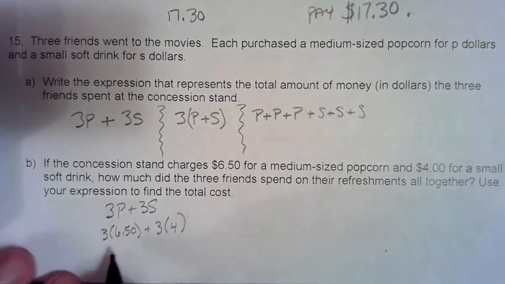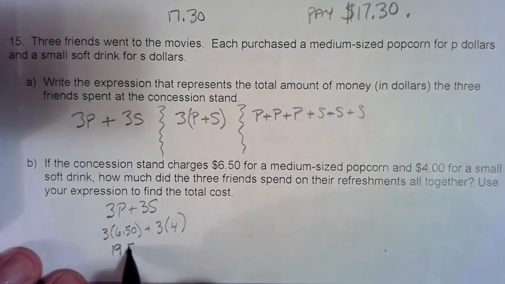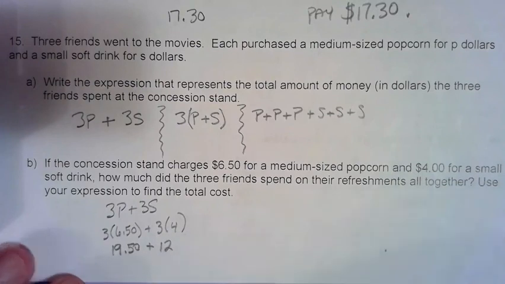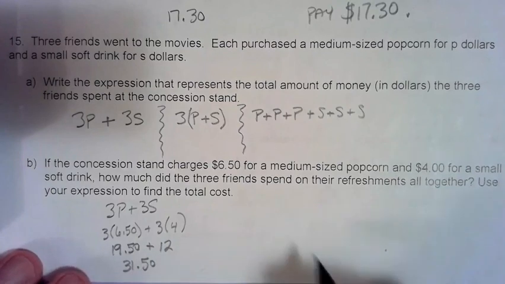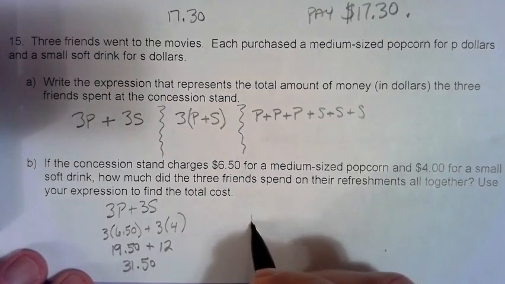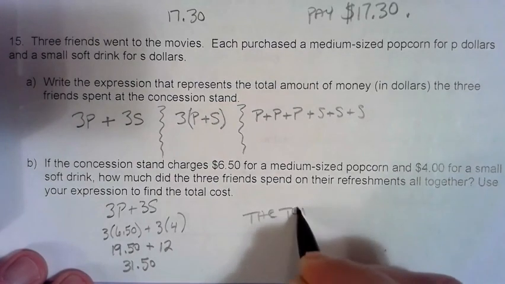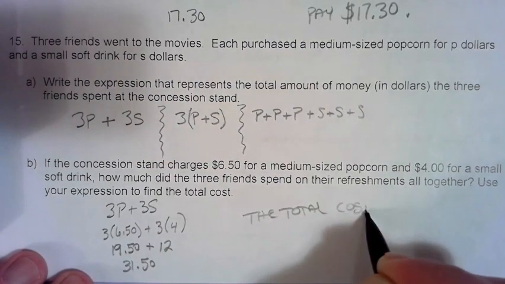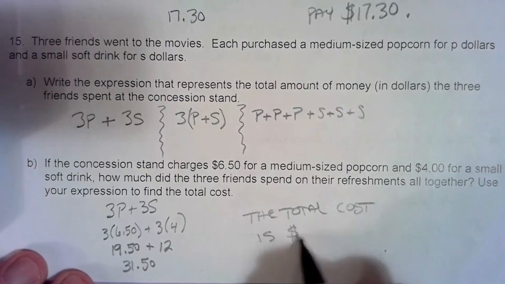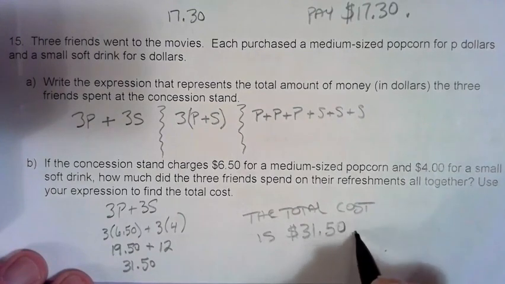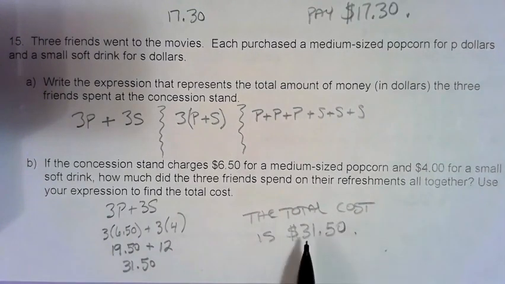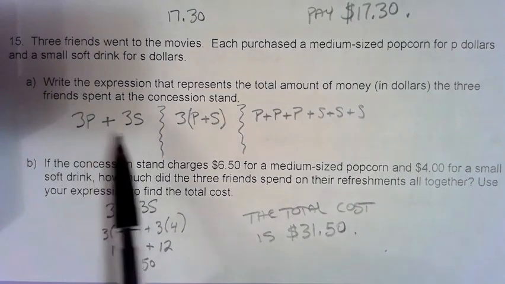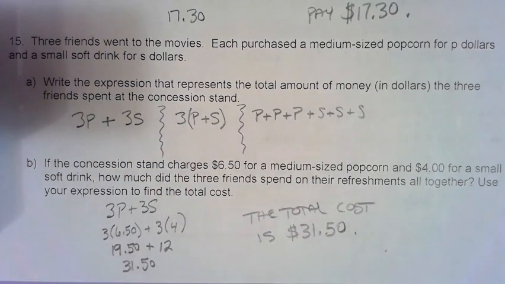3 times $6.50 is going to be $19.50, plus 3 times 4 is 12. And if you add those two values together, it's going to be $31.50. Okay, so the total cost is $31.50. And again, you should arrive at that total no matter if you use the first, the second, or the third expressions.